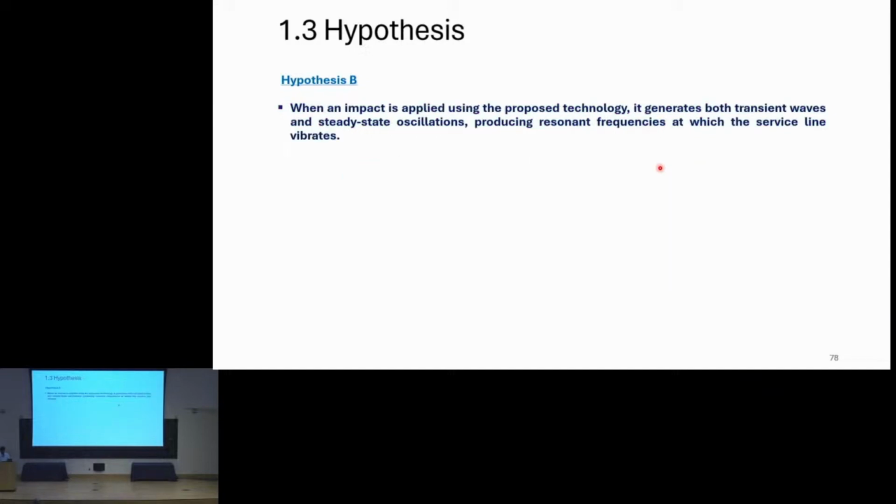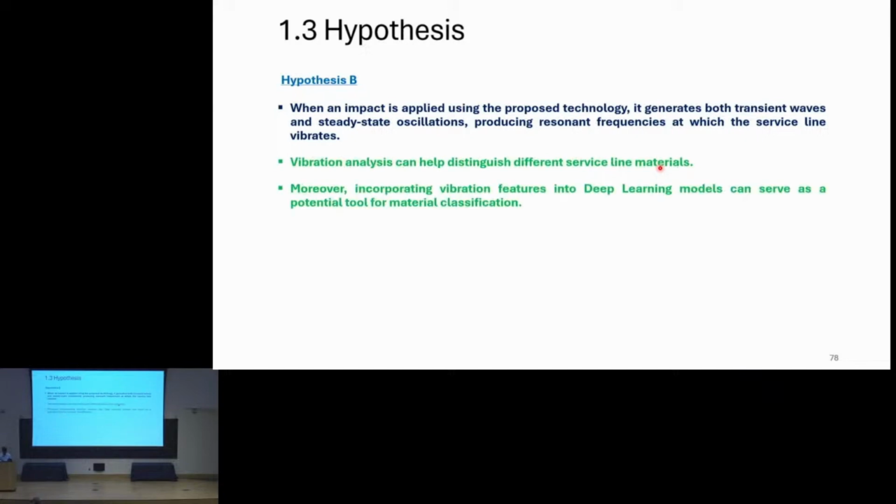The other hypothesis we are considering is that when we generate the stress wave, it also generates both a transient wave and a steady state wave. That steady state wave causes the service line to vibrate, and those sensors can also capture the vibration. So using vibration analysis, we can differentiate different materials, and we can also feed this vibration feature into a deep learning model that can help us identify service line materials.